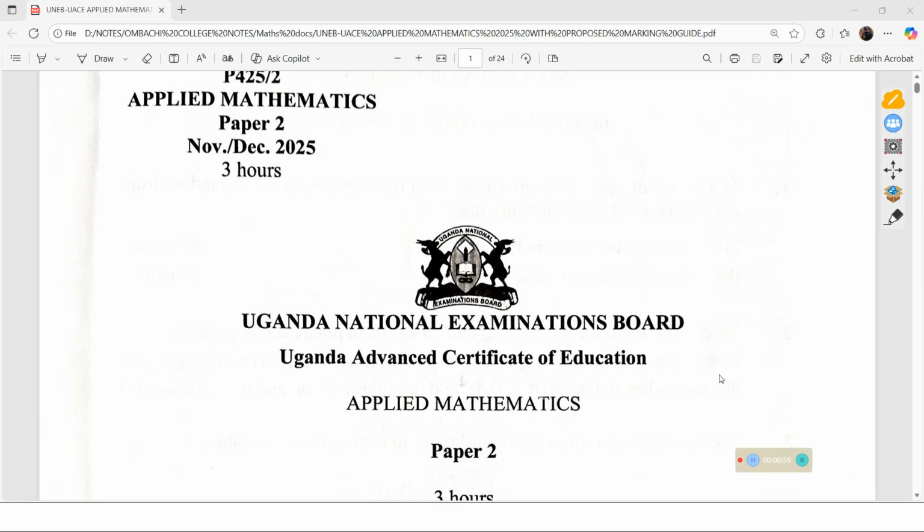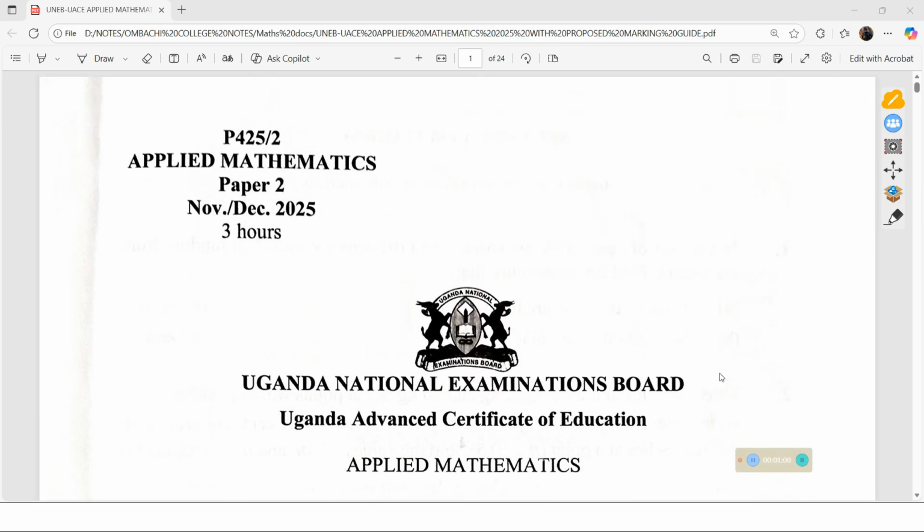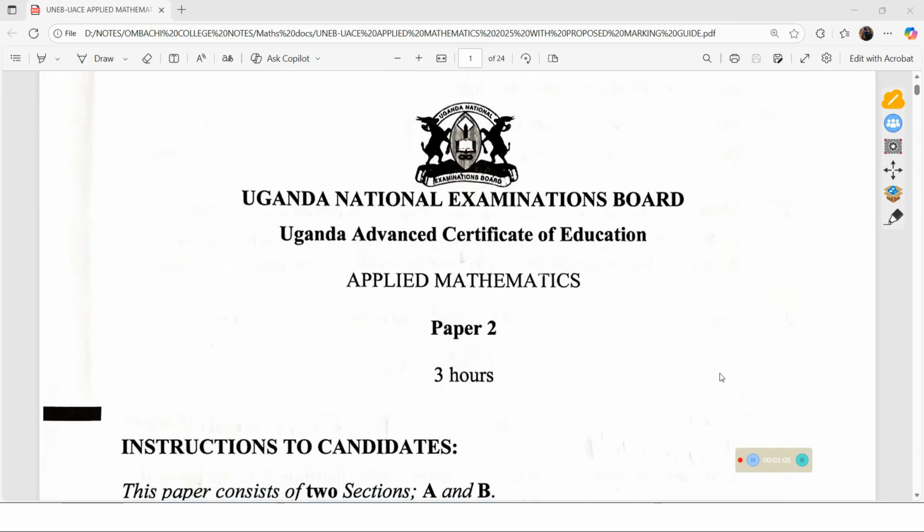We shall start with the question paper, and after that we shall look at the proposed marking guide. Remember, this is a proposed marking guide, meaning that some of the answers might be wrong. However, in case you find any problem within the marking guide, please consider putting it in the comment section to help also those that will be watching this same video.